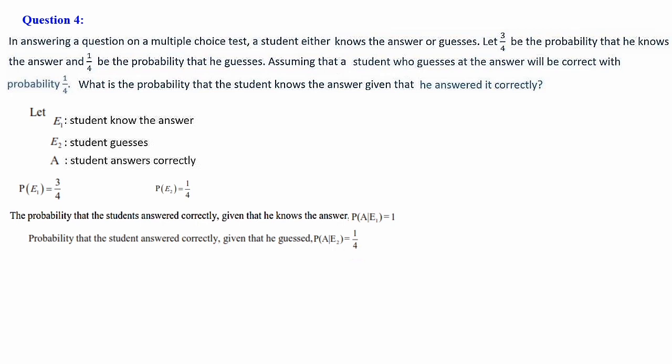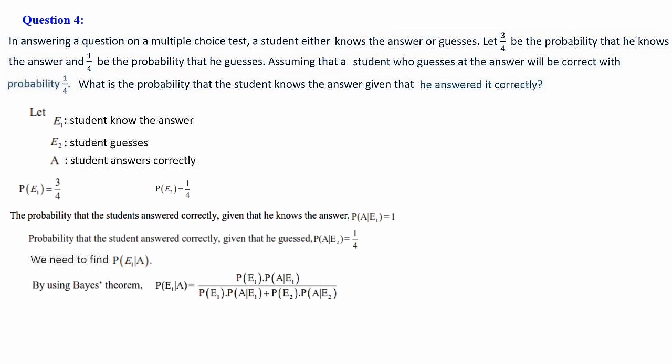So all the requirements we have written. P of E1 is written, P of E2 is written, P of A given E1 is written, P of A given E2 is written. So what we have to calculate is P of E1 given A, meaning what is the probability that the student knows the answer, knows the answer in the sense here E1, given that he answered correctly, which is A. So P of E1 given A we have to calculate by using Bayes theorem.